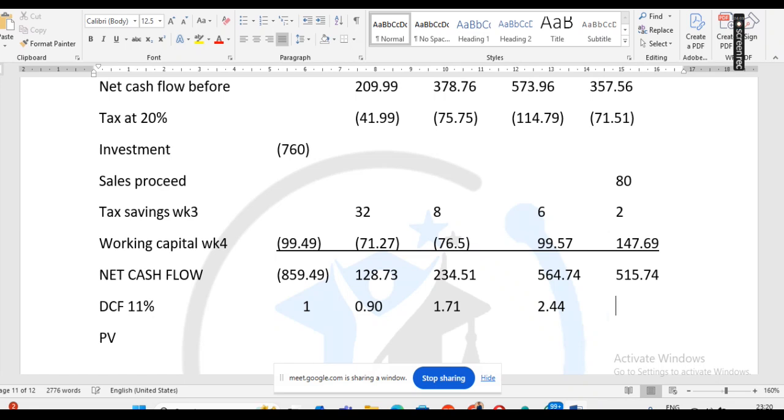2.44. Next, I think this second one should be 0.819. The discount factor. The last year, 11%. The last year is what?